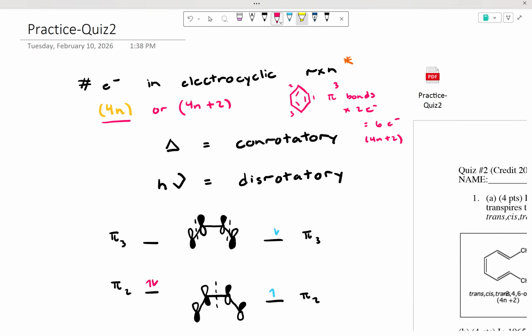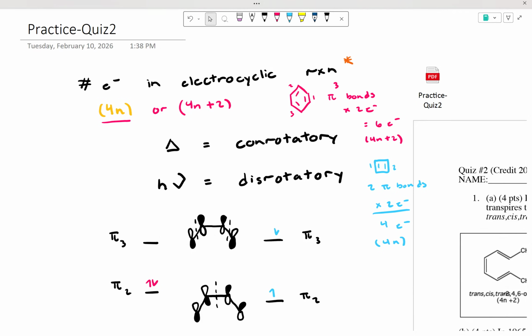If we wanted an example for a 4n, we could draw a butene, which has it like this. And there's one, two pi bonds. And since there's two electrons in each bond, we have a total of 4 electrons. So this would be our 4n system.